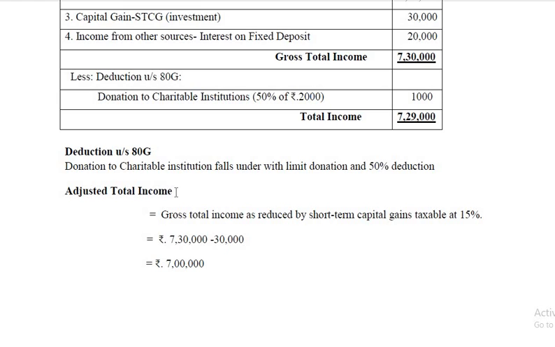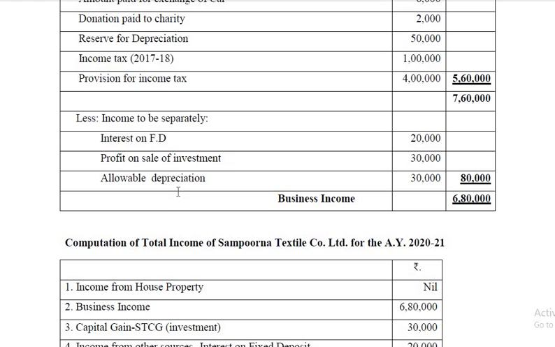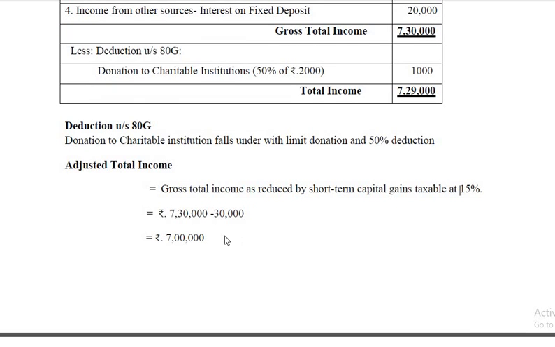Adjusted total income means gross total income minus three items. One is short-term capital gain taxable at 15%. Here, the profit on sale of investment, we assume that it is on securities. Therefore, it is taxable at 15%. So that is the one item to be deducted: gross total income minus short-term capital gain taxable at 15%.